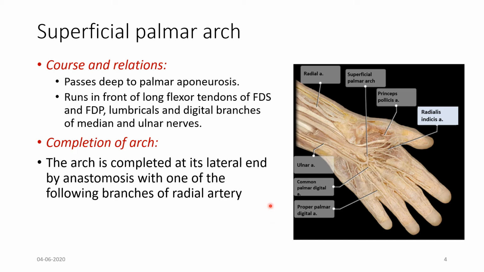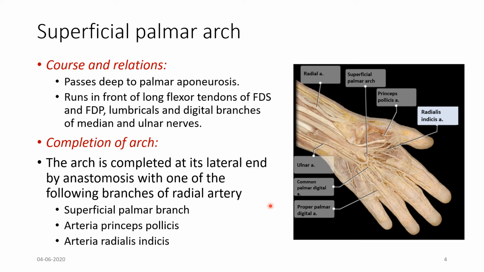So what are those branches? They are the superficial palmar branch or the arteria princeps pollicis or arteria radialis indicis. So one of these branches will join with the superficial branch of ulnar artery to complete the superficial palmar arch. So this is the superficial palmar arch. You can see the radialis indicis joining it.